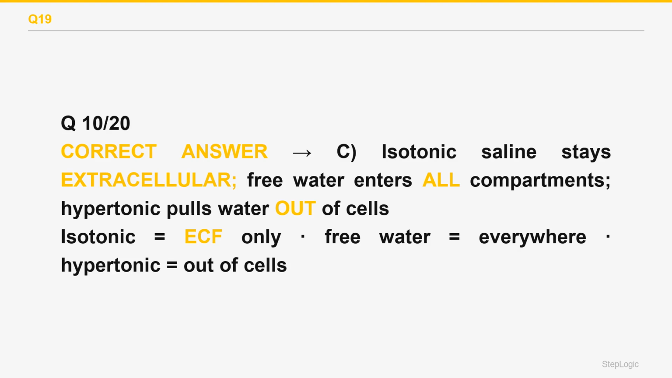Contrast the other fluids. Free water or hypotonic fluid like D5W, after the glucose is metabolized, dilutes the ECF, lowering its osmolarity, so water shifts into cells, distributing across all compartments and even swelling cells. Hypertonic saline 3% raises ECF osmolarity, drawing water out of cells into the ECF, and is used to treat cerebral edema and severe hyponatremia. So isotonic stays extracellular, free water goes everywhere including into cells, and hypertonic pulls water out of cells.